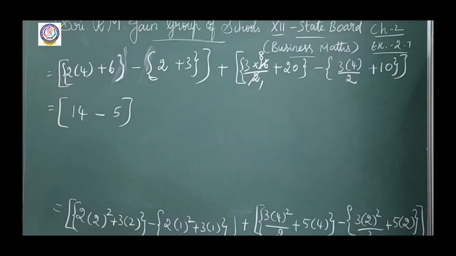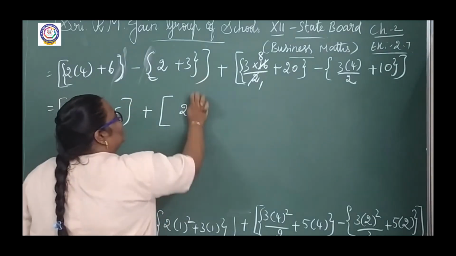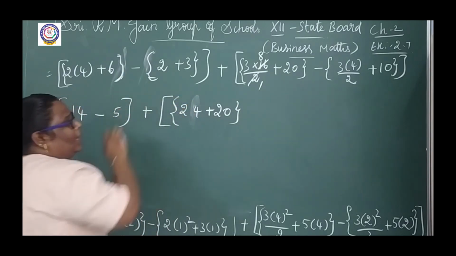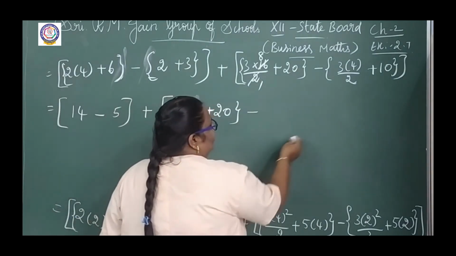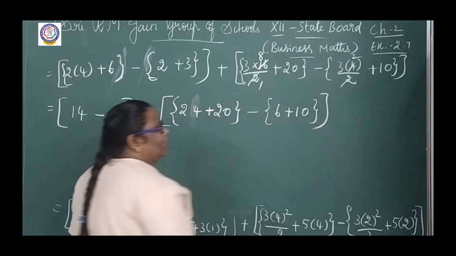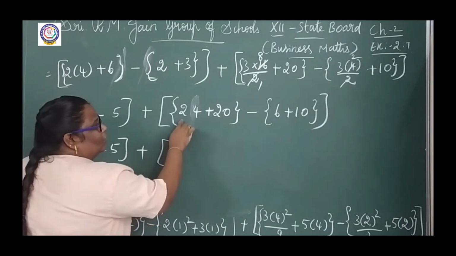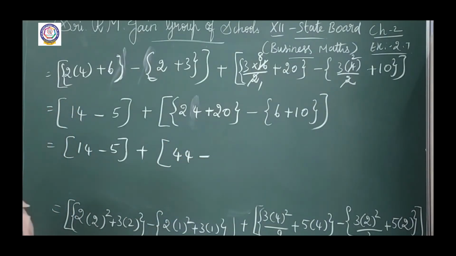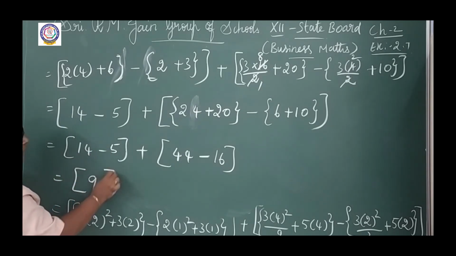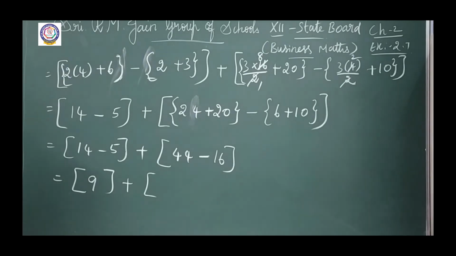8 2s are 16; 8 3s are 24 plus 20, which is 44, minus 3 2s are 6 plus 10, which is 16. So 44 minus 16 is 28. And 14 minus 5 is 9. So 28 plus 9 is, what is the value?